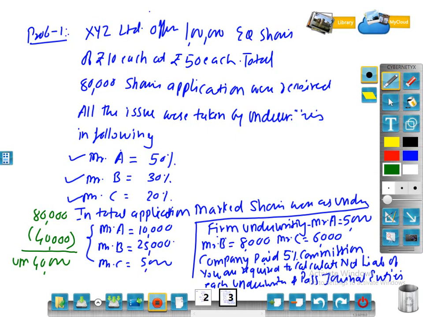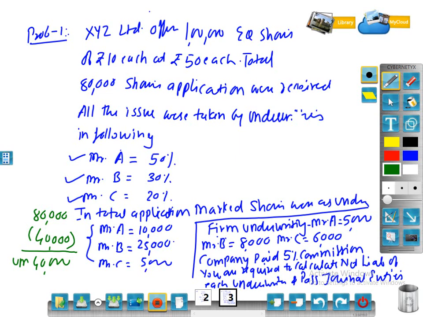Now the company paid 5% commission. You are required to calculate the net liability of each underwriter and pass the journal entry. So here you have to calculate the net liability and pass journal entries in the books of XYZ Limited.